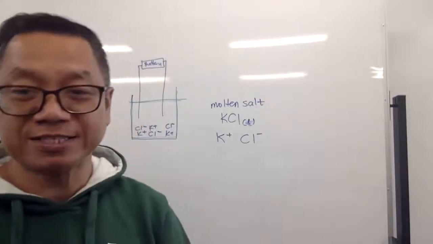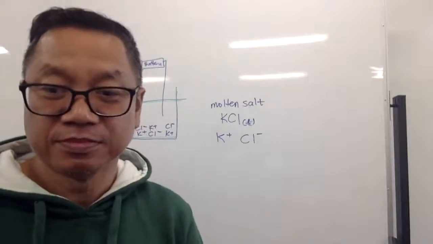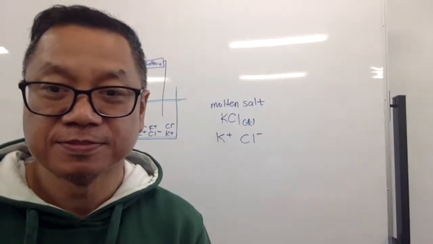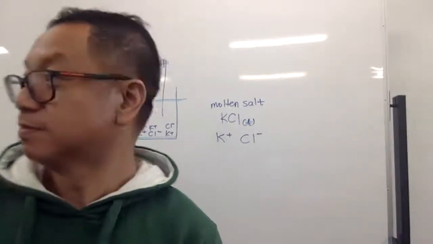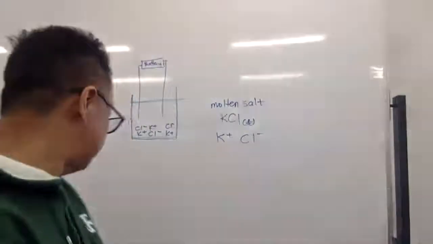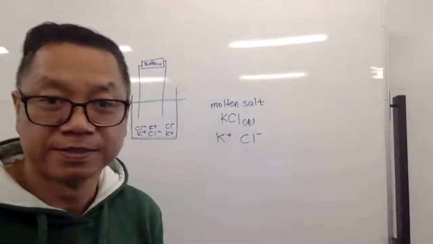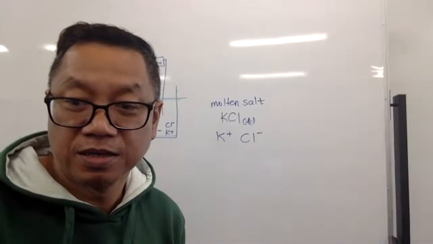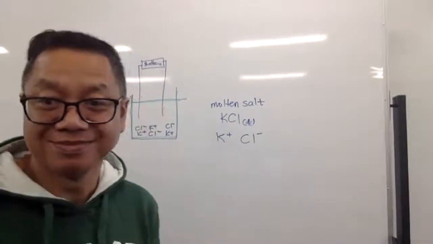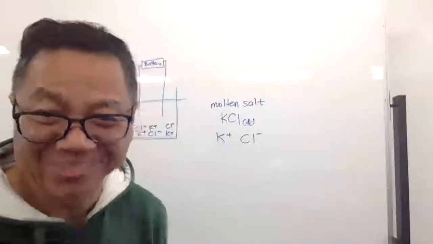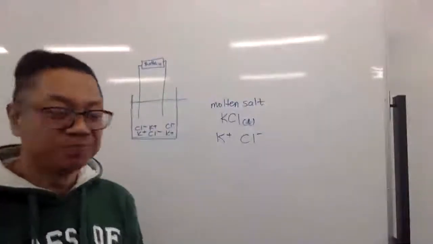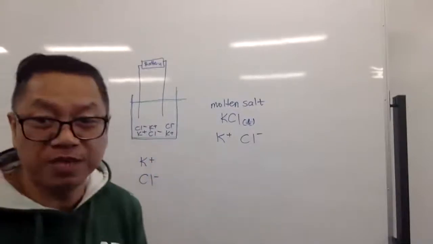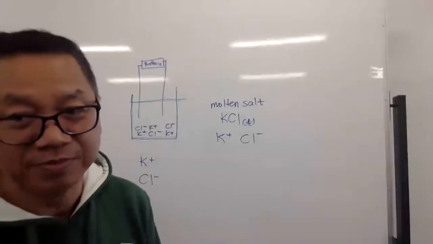Which do you think will be attracted to the cathode? Muhammad El Asil, which one will be attracted to the cathode? Which one? Where's the eraser? Where's El Asil? Where are you? Cathode. Cathode. Oh, look. K plus, chloride. Which do you think will be attracted to the cathode?